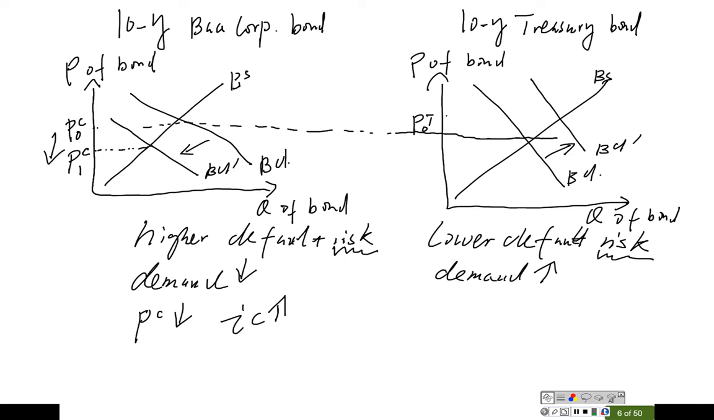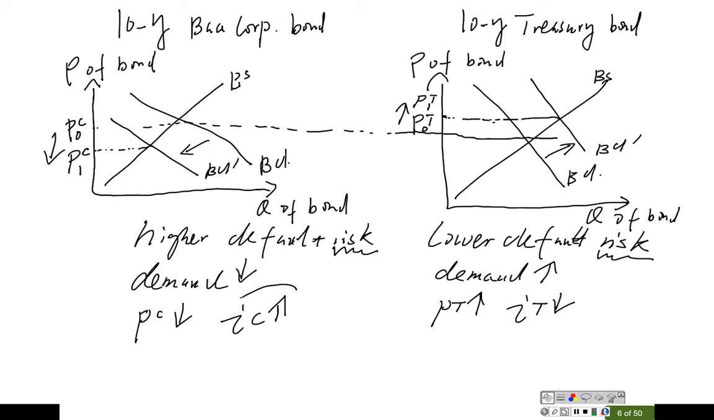Meanwhile, look at the treasury bond market after the shift of the demand curve. The treasury bond price actually increased. PT, T means the treasury, increases. And with the inverse relationship, the treasury bond interest rate will reduce.